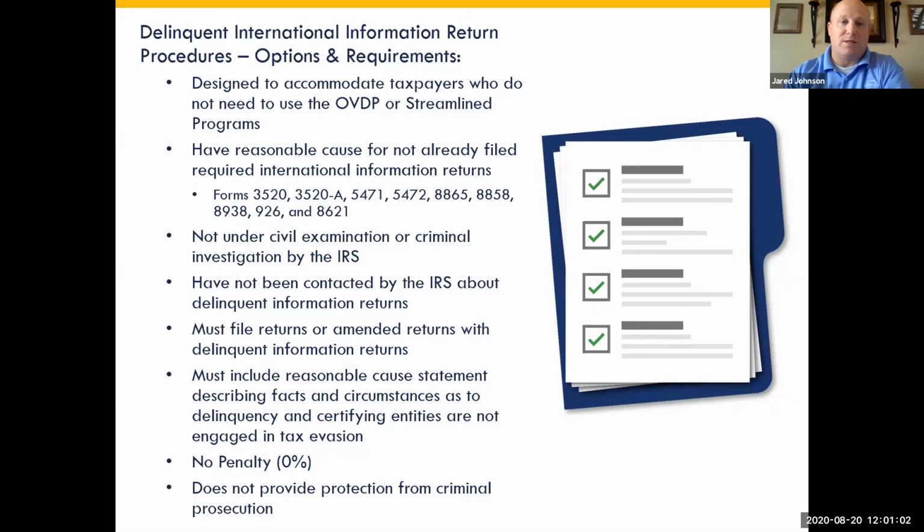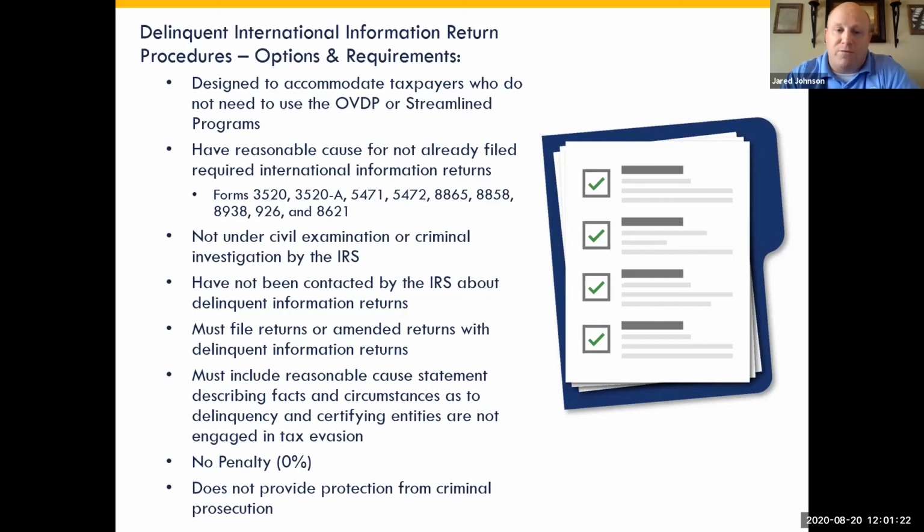The next one is kind of like a streamline. It doesn't tell you how many years to file. There's no penalty you pay up front with it, but you're filing basically the returns, and instead of attaching a non-willful statement, you're attaching a reasonable cause statement, which is a little bit harder to prove.